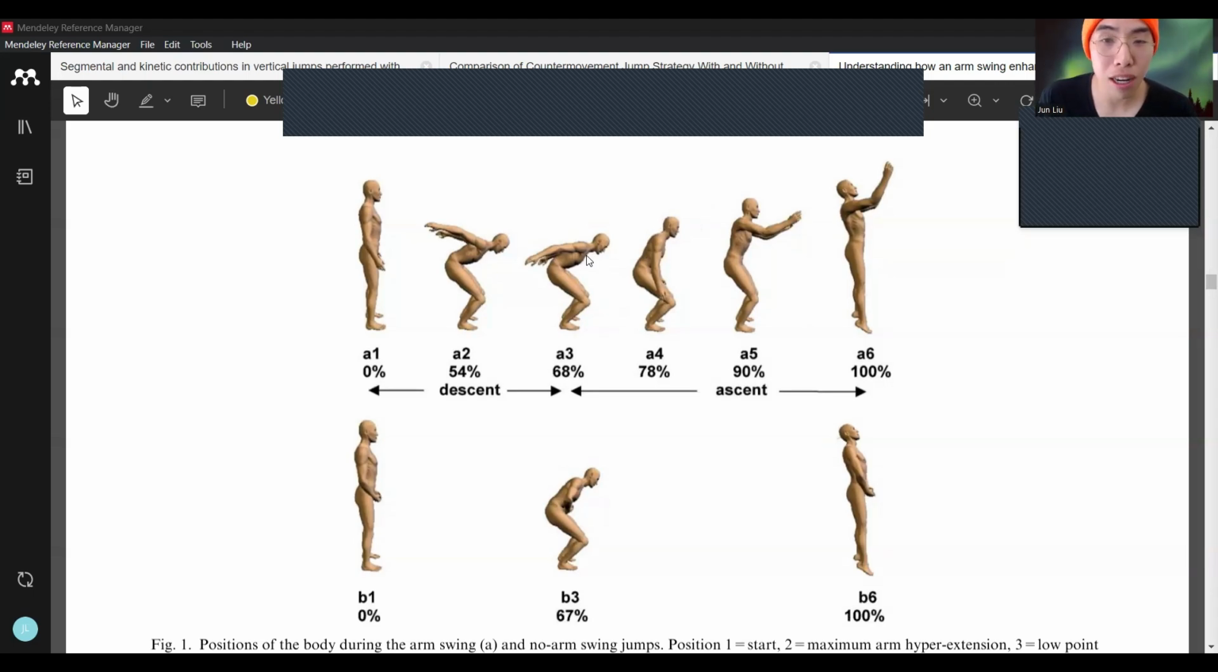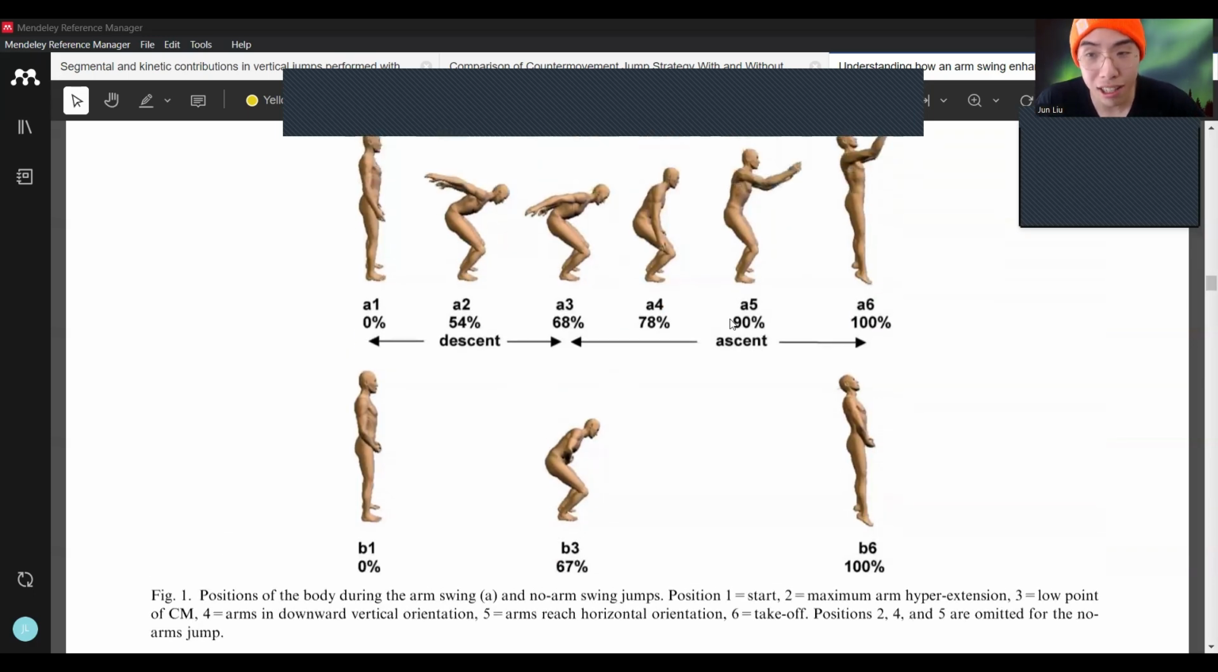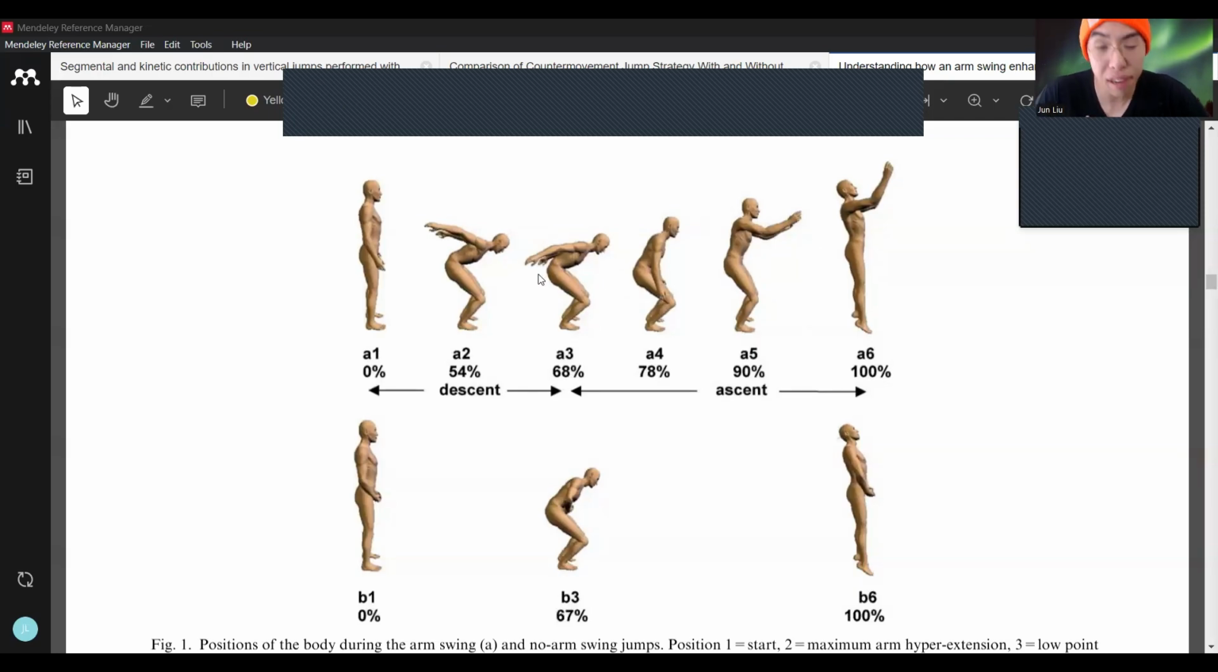Right, let's talk about how arm swing actually contributes to jump height in different kinds of jumps. But particularly, 99% of the research has been done on countermovement jumps. They're my least favorite kind of jumps, but they're the easiest to study. I do have some beef with it, but it is how it is. So generally the setup is like this.